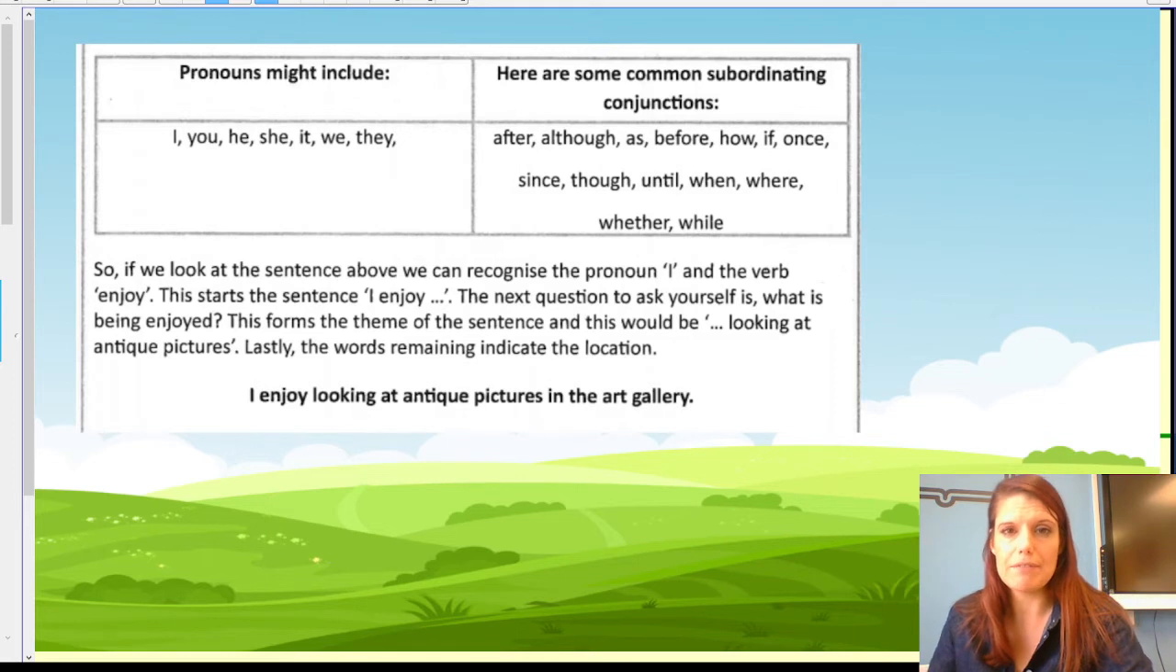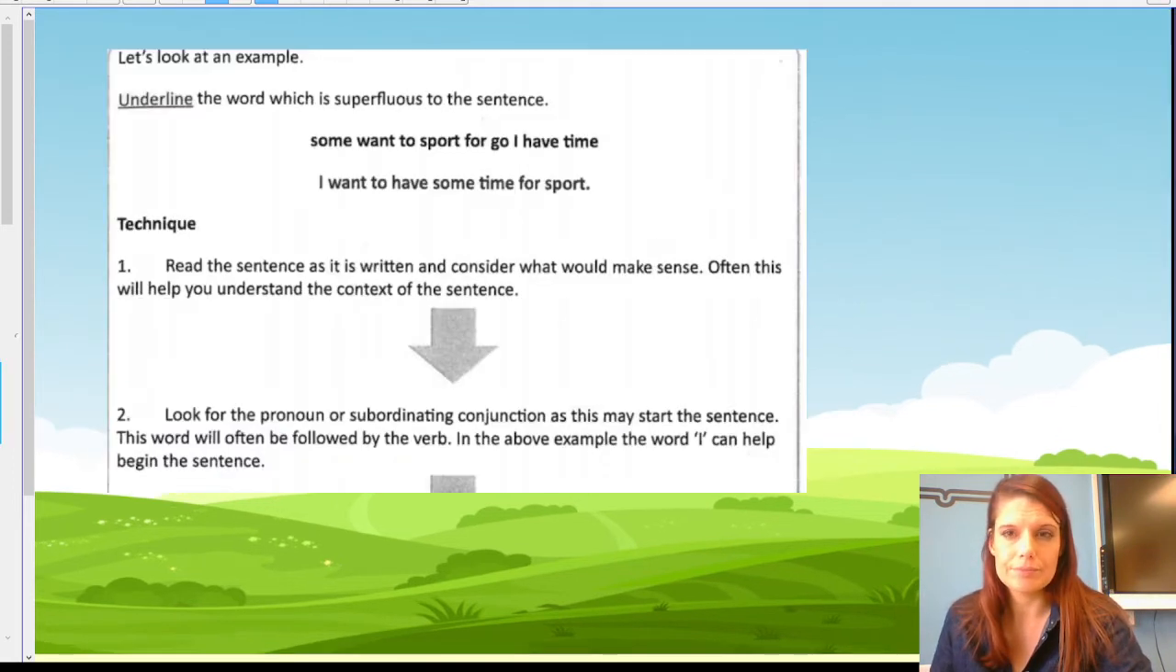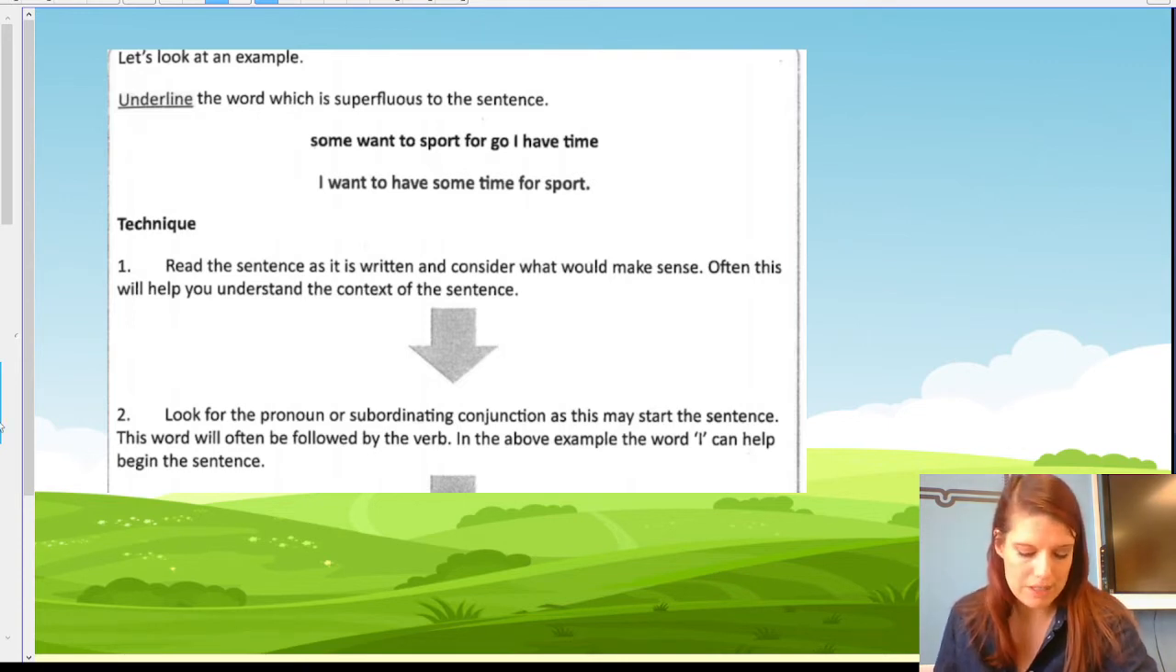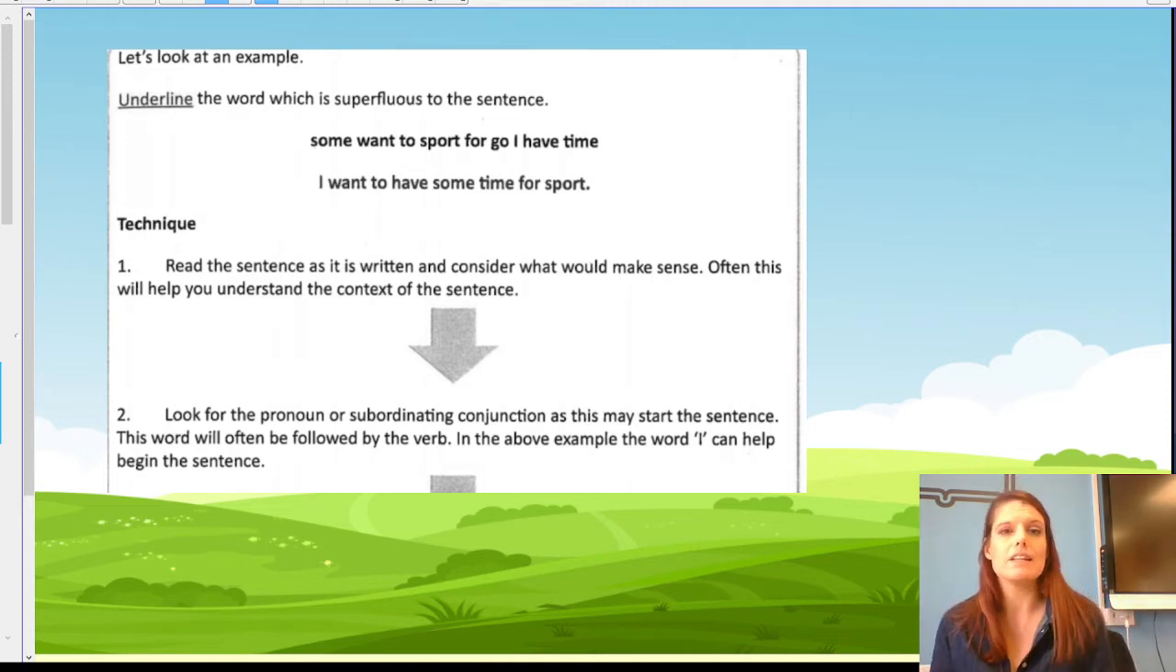I'll just let you read that for a moment. Don't forget you can pause this video at any point if you want to make some notes or go over, you can rewind if you want to go over anything that we're talking about. So let's have a look at an example of a mixed-up sentence, and your job is to underline the word which is superfluous to it.